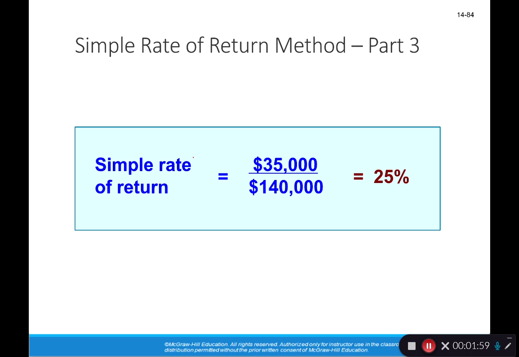Now keep in mind that the simple rate of return doesn't account for time value of money at all, so it's not nearly as accurate as internal rate of return. This would be a good way to screen an investment decision to decide if we want to look into it further. If our simple rate of return is greater than the minimum, we would look into it further. If it's less than the minimum return, we wouldn't.